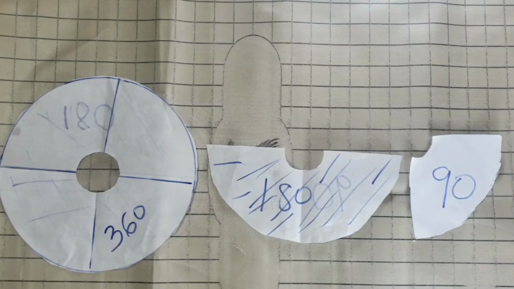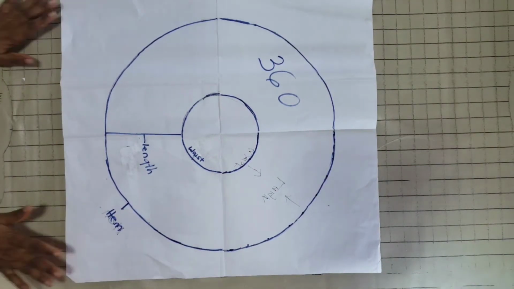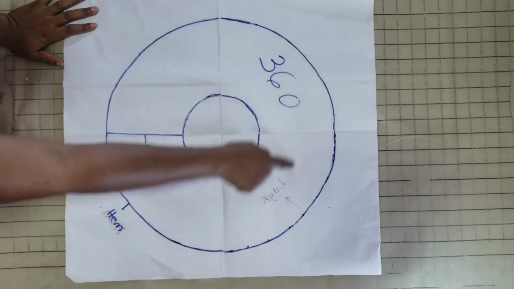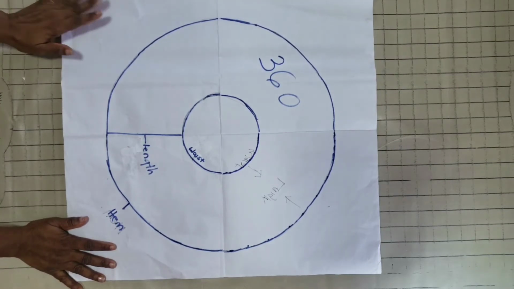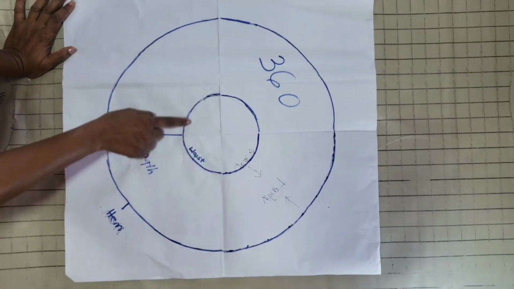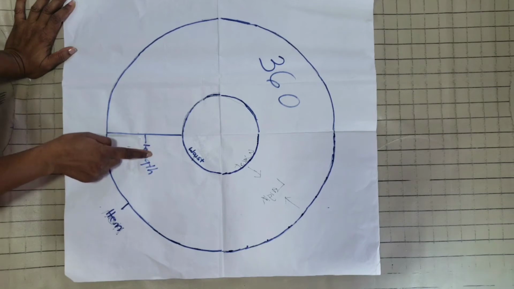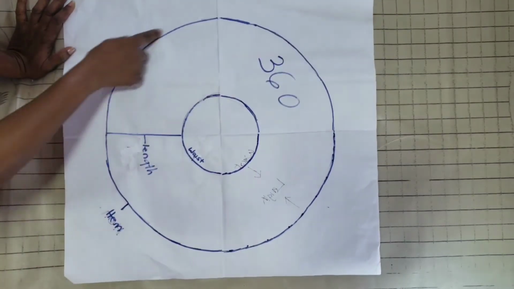I will just go ahead to show you how I folded the pattern to get each of these planes. This pattern plane here is 360 degree because the shape I have in front of me is a full circle like this. So all full circle is 360 degree. This part here is the waist. This part here is the length of the plane. And this part here is the hem of the plane.